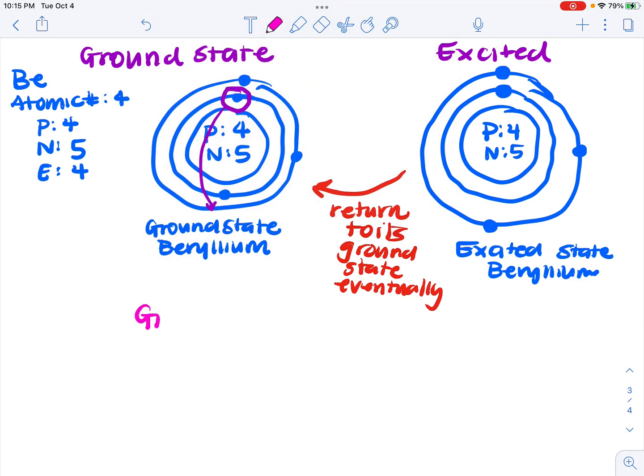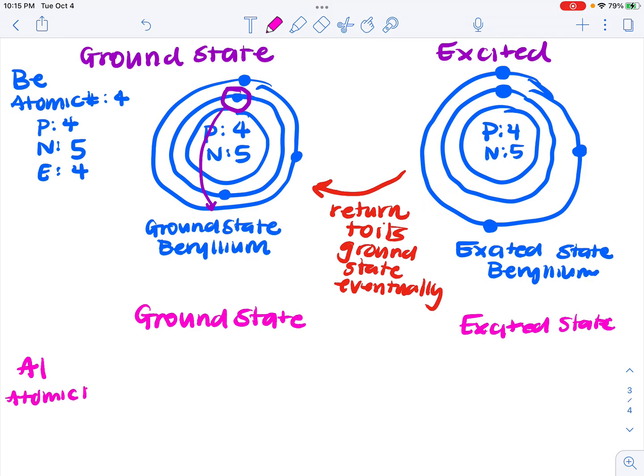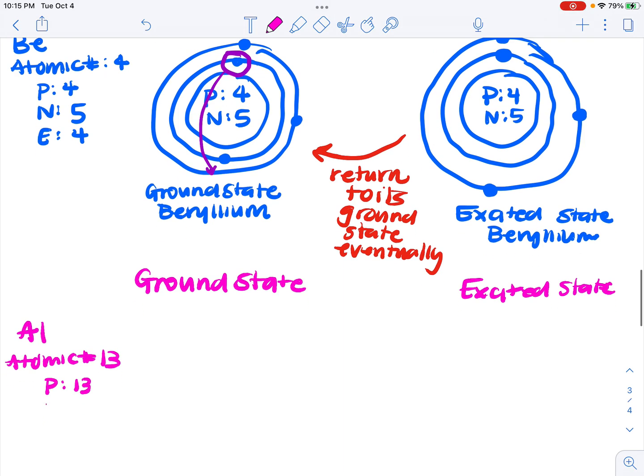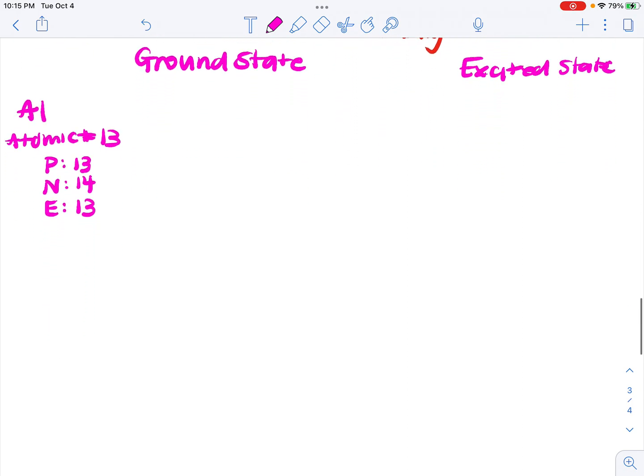Let's do another example, and let's look at the ground state and the excited state of aluminum. Aluminum has an atomic number of 13, which means that it has 13 protons. The atomic mass is 27, so it has 14 neutrons, and it has 13 electrons.